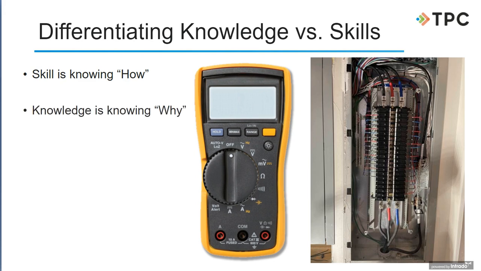But knowledge really comes into knowing why you're doing it. So why am I getting 208 volts from black to blue? Why do I have to switch to the squiggly line voltage reading and not the straight line voltage reading on my meter when I'm getting into this panel? What would the difference be? All those things are a perfect example of why.